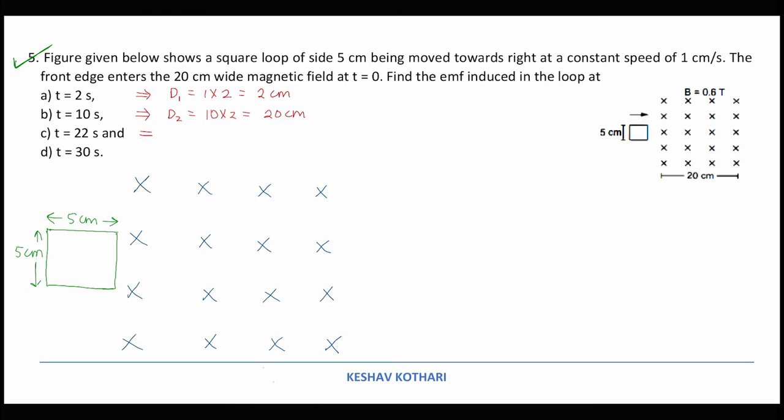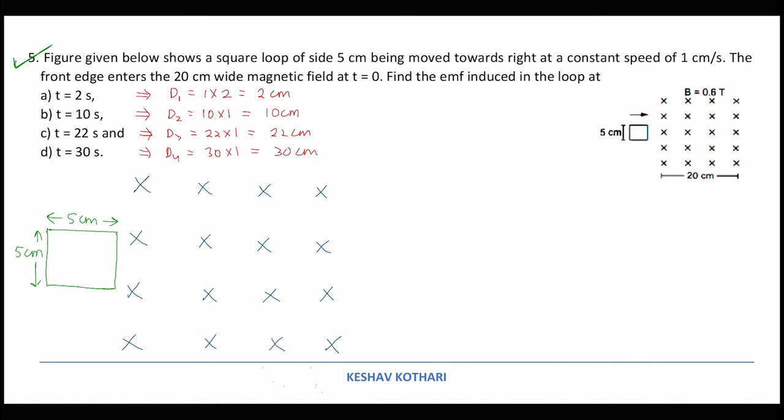The distance which the front part of the loop is going to cover is 22 into 1. Over here also it will be 1. The speed associated over here is 1 centimeter per second. So it will be written as 10 into 1, that is 10 centimeter. This will be 22 into 1, that is 22 centimeter. And over here in the fourth case, or the D case, it is 30 into 1, that is 30 centimeter.